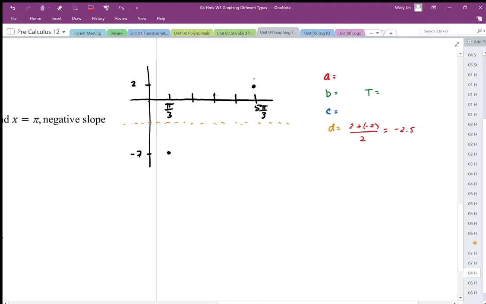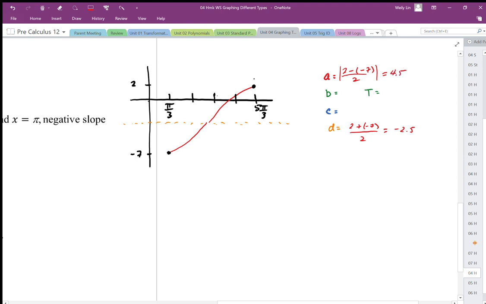We can establish the amplitude from the middle to the max, so we can take the difference of the maximum and the minimum. We're going to take 2 minus negative 7, which becomes positive 9, divided by 2, and that's our amplitude. This works out to be 4.5.